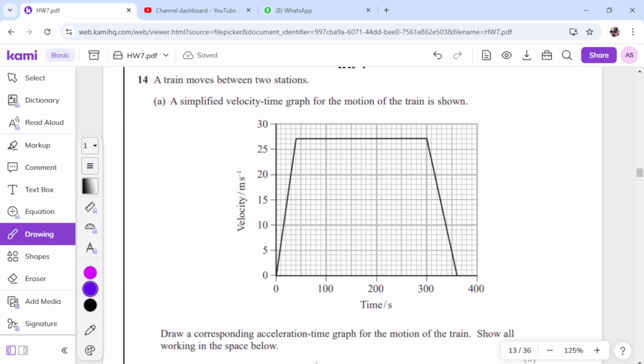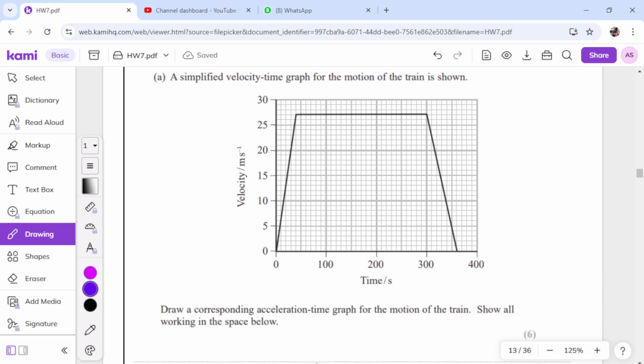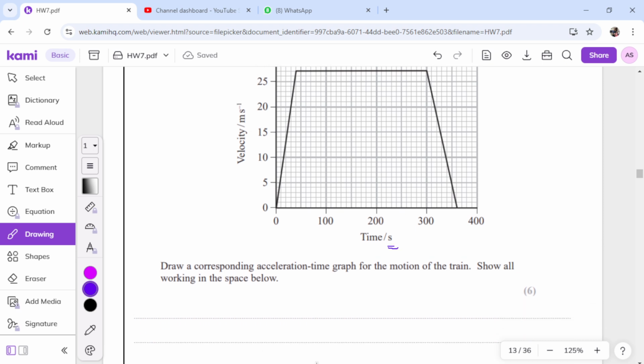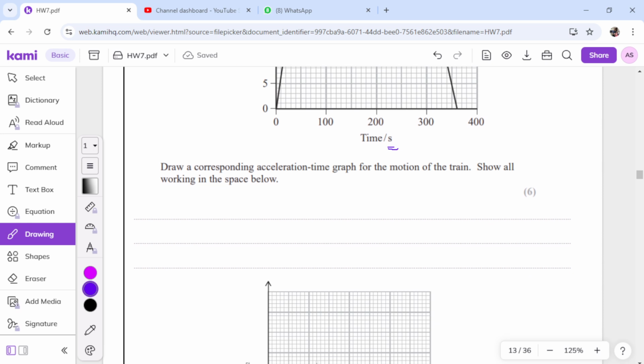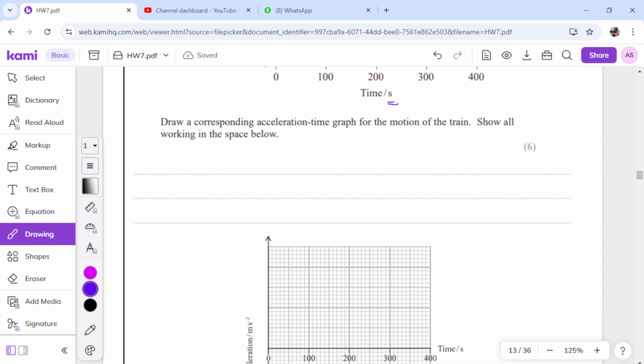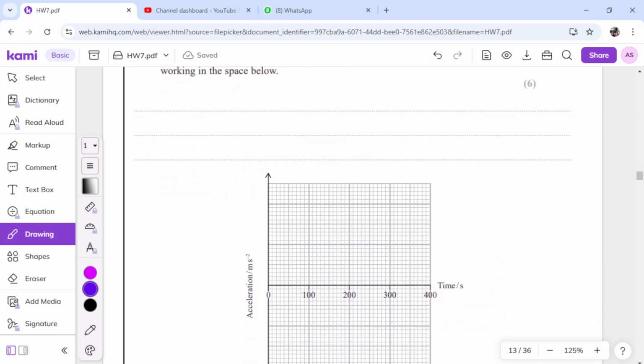A train moves between two stations. A simplified velocity-time graph for the motion of the train is shown. So first you have to be sure you have velocity in meters per second and time in seconds. Now you don't need to convert any quantity. Draw a corresponding acceleration-time graph. So we have a speed-time graph and he wants an acceleration-time graph for the motion of the train. Show all working in the space below, for 6 marks.